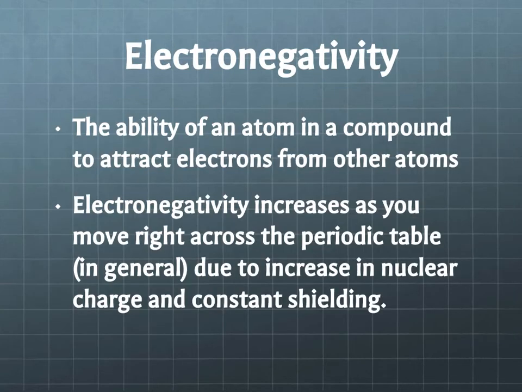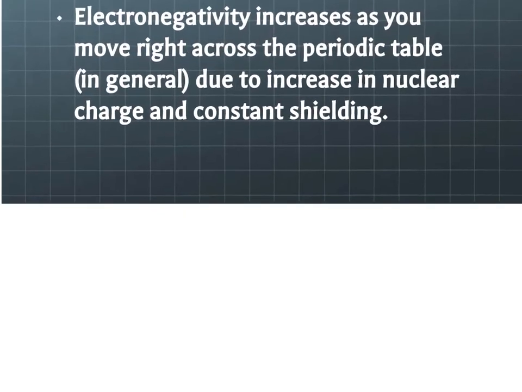Okay, the last trend we're going to talk about is electronegativity, which is the ability of an atom in a compound to attract electrons from other atoms. So let's say I have chlorine and I have hydrogen, and they have a bond, and that bond is 2 electrons that they're kind of sharing. Okay, now chlorine is way better at holding on to electrons than hydrogen is. Hydrogen is really bad at it, and we'll explain why in a second.